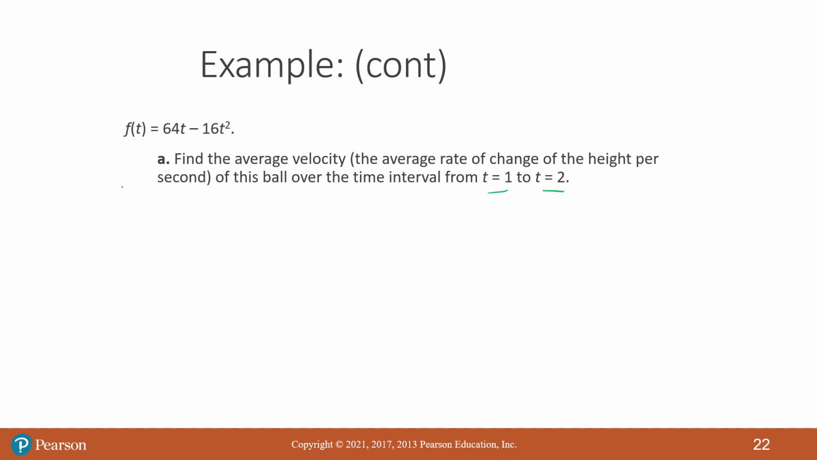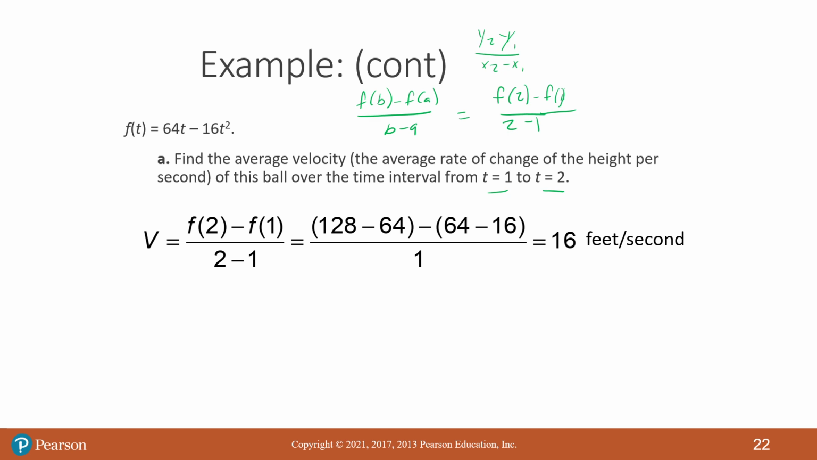So if I write this as f of b minus f of a over b minus a, or you can use your slope formula if you want to, y2 minus y1 over x2 minus x1. That's fine. Our b is going to be 2. Our a is going to be 1, which means we need to find what f of 2 is, and we need to find what f of 1 is, because we're going to be subtracting those two terms. Okay, so they've already kind of worked it out for you there.